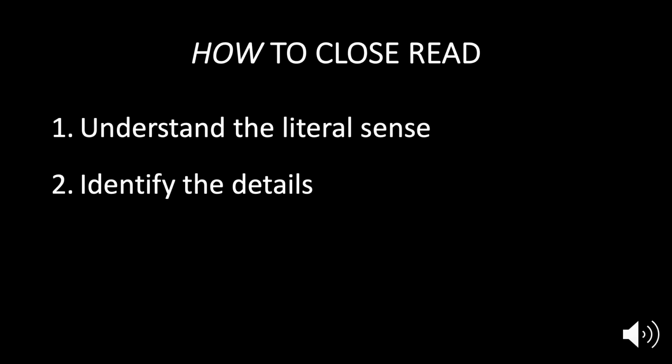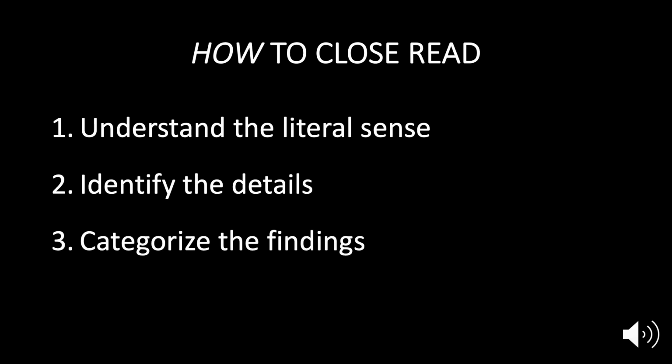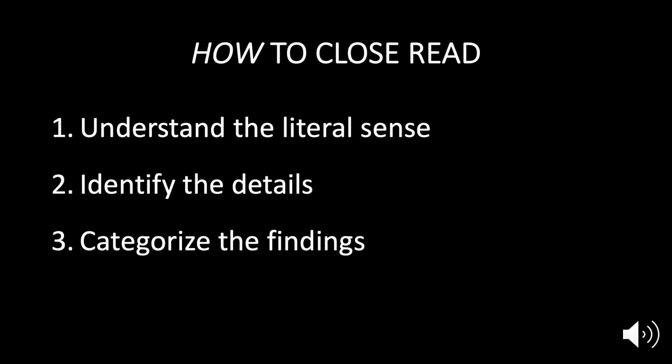Third, categorize your findings. Start thinking about all of the things you're seeing in the text and thinking about the similarities that they have. Think about back to the literal level. Think about what's happening on this broader scale, the themes or the bigger ideas that are showing up in the text. How do these details that you've noticed begin to reflect those bigger themes? How do they intersect with those bigger themes?